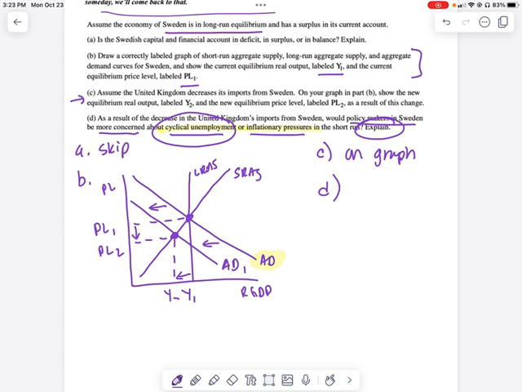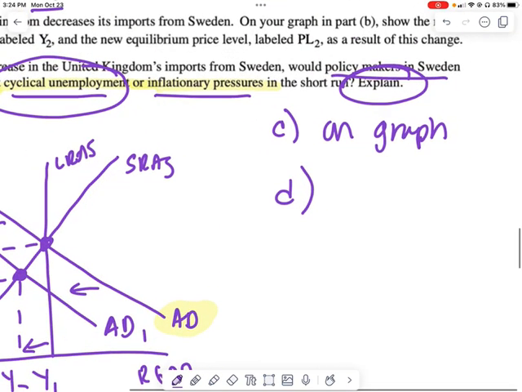So in order to look at that, I also have to read the graph and I have to look at what's happened to price. And when I look at the graph, I notice that price has actually fallen. So Swedish policymakers are not going to be too concerned with inflation. So for this, I'm going to zoom in. They're going to be more concerned.